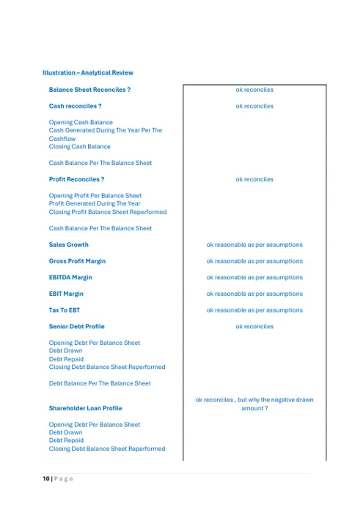Sales growth, gross profit margin, EBITDA margin, EBIT margin, and tax to EBT all appear reasonable based on the assumptions we set earlier. The senior debt profile also reconciles accurately when considering opening debt, amounts drawn, repayments, and closing debt balances. For the shareholder loan profile, while it mostly reconciles, there's an unusual negative drawn amount. This is something we'll want to understand better and clarify as we proceed. Overall, the model's key financial elements are consistent and align with our expectations from the assumptions and financial statements.